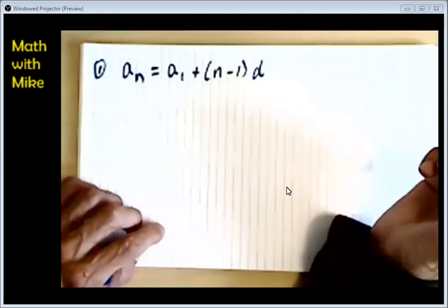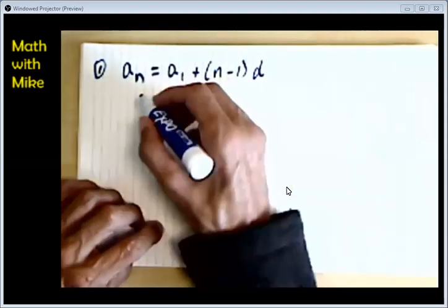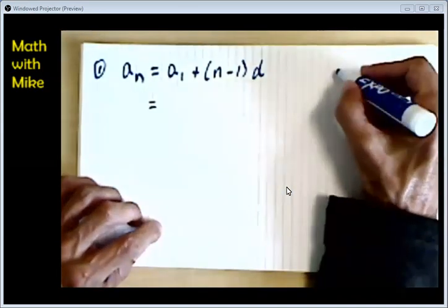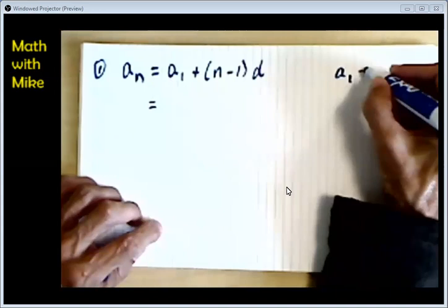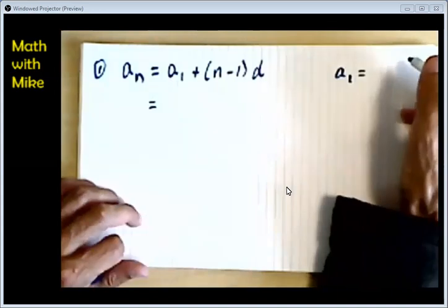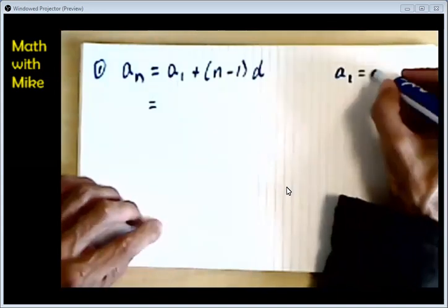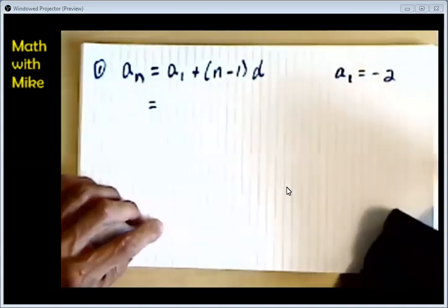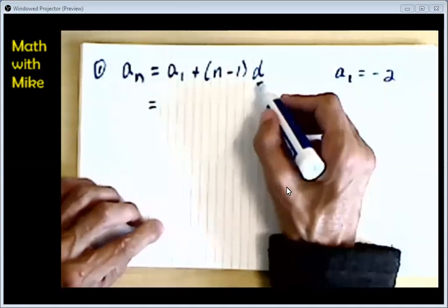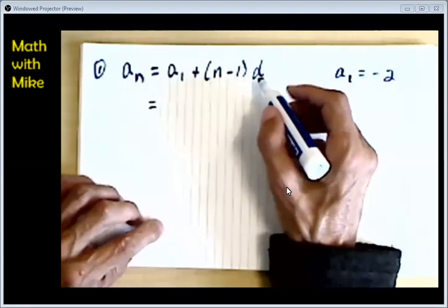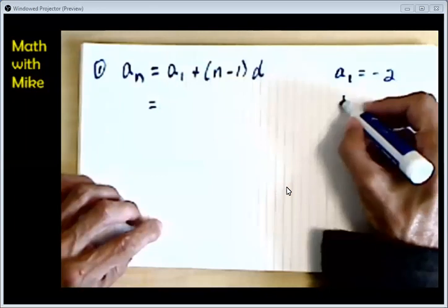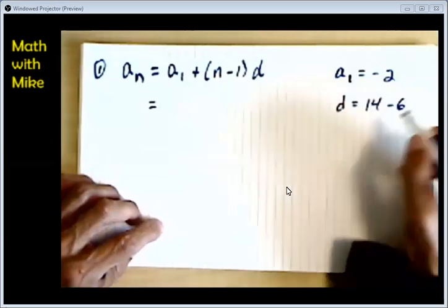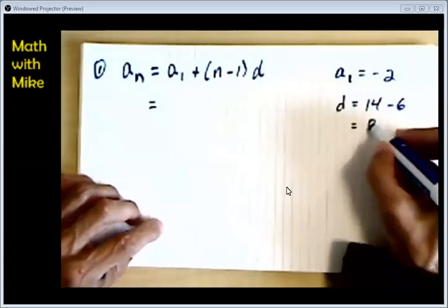Now, from the info on the other page, what do we got? A little side list here. A1, what is that equal to? Yep, right on the list there. First term is minus 2. What is the D going to be? Yeah, the D is going to be 14 minus the term in front of it, so minus 6. So D is equal to plus 8.